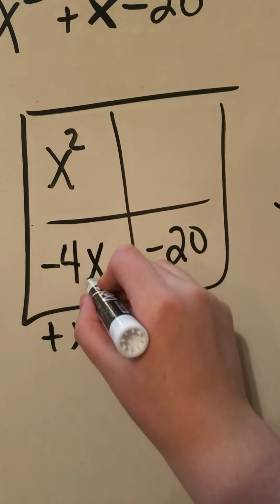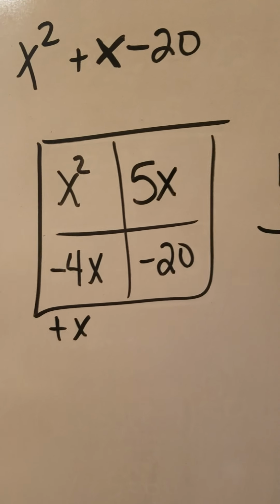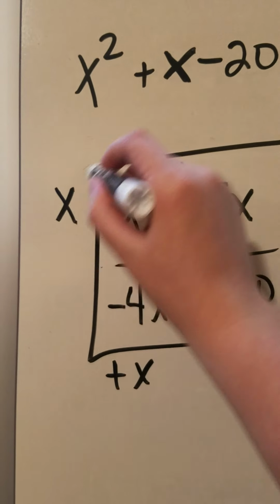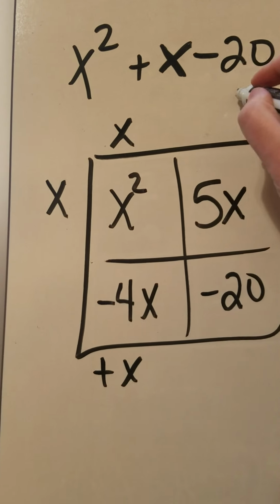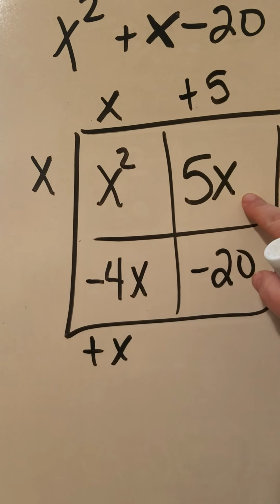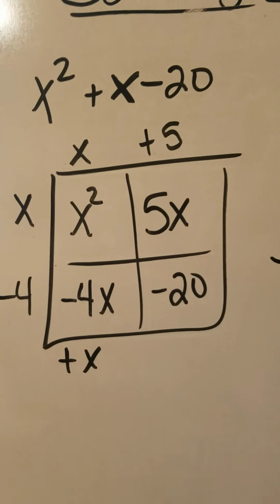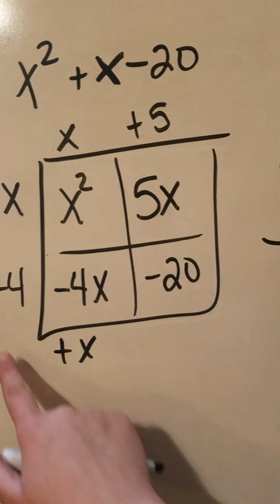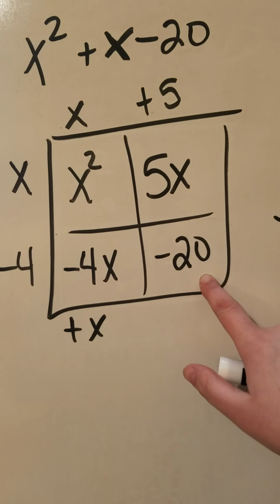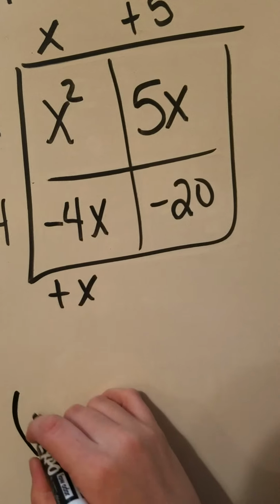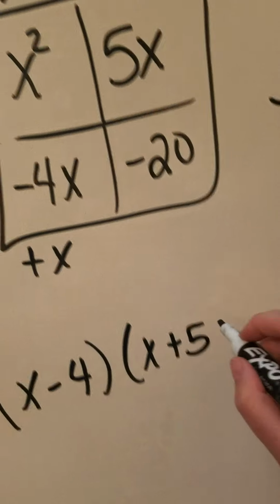Negative 4x, 5x. Now I can go ahead and start finding my outsides. I'll start here with x times x, because that's all that'll work. That gives me x squared. X times positive 5 gives me a 5x. X times negative 4 gives me a negative 4x. So now I have my outsides, and I see negative 4 times positive 5 gives me negative 20, telling me I did this correctly. And normally this is how we'd end: x minus 4 times x plus 5.